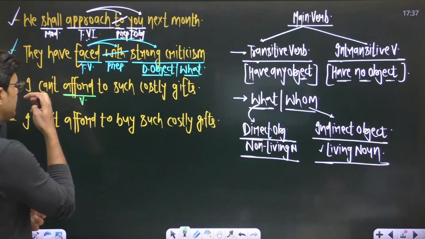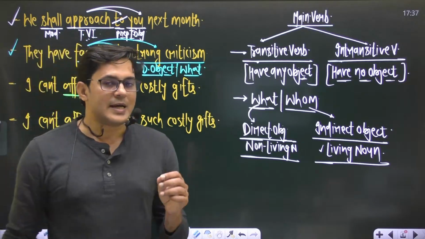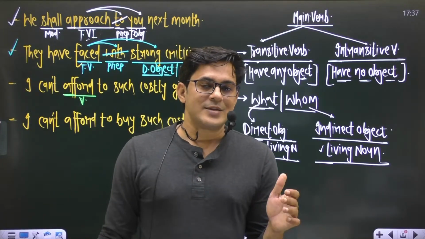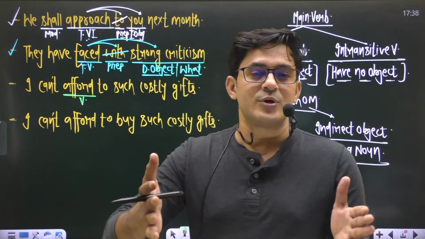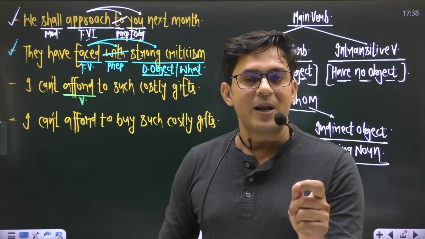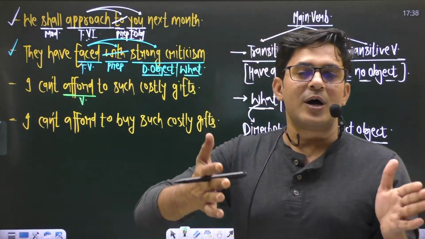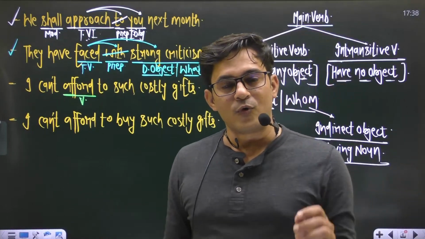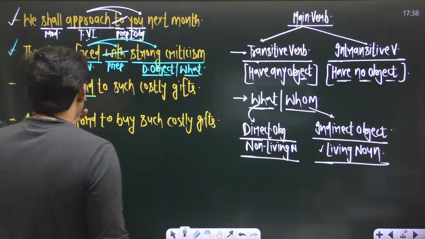You have to find out whether the verb is transitive or intransitive. And I said, to find whether the verb is transitive or intransitive, you have to put questions with the help of what or whom. If you are getting the reply of what or whom, it means the verb is transitive. And if you are not getting the reply of what or whom, it means the verb is intransitive. Okay, let us put the question.